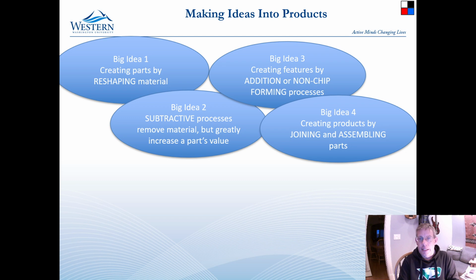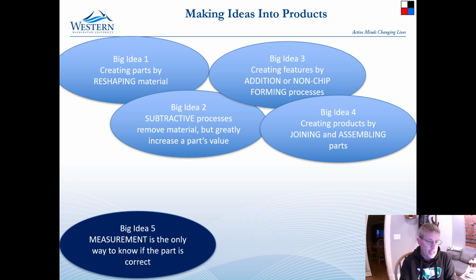And then the last thing is joining and assembly, so taking 2 pieces that are formed and putting them together. This could include bolting and riveting, but we're mostly going to focus on welding. It could also include adhesives. And then underlying all of these is metrology, or measurement. At all of these steps, we have to be able to measure the part to know if we're making the right part.